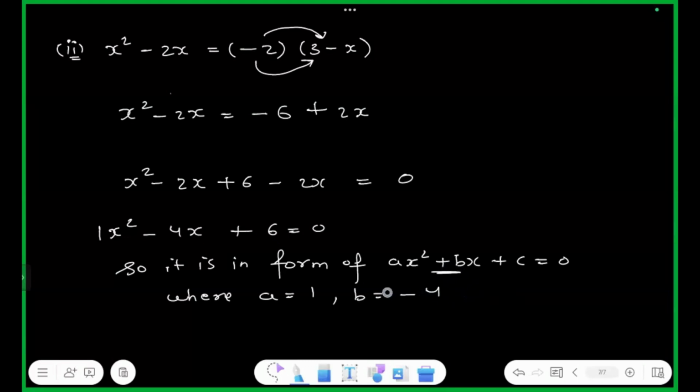Okay, so if the coefficient has a minus sign, then you will write the minus sign, because in the general form there is no negative sign. That's why. Okay. Hence, it's a quadratic equation.